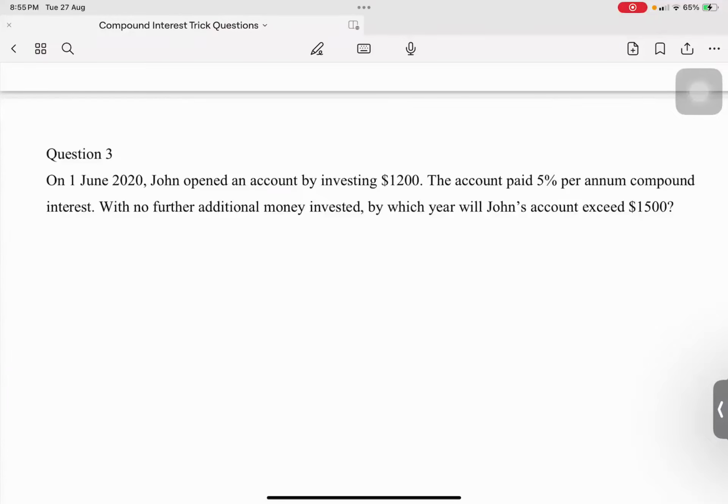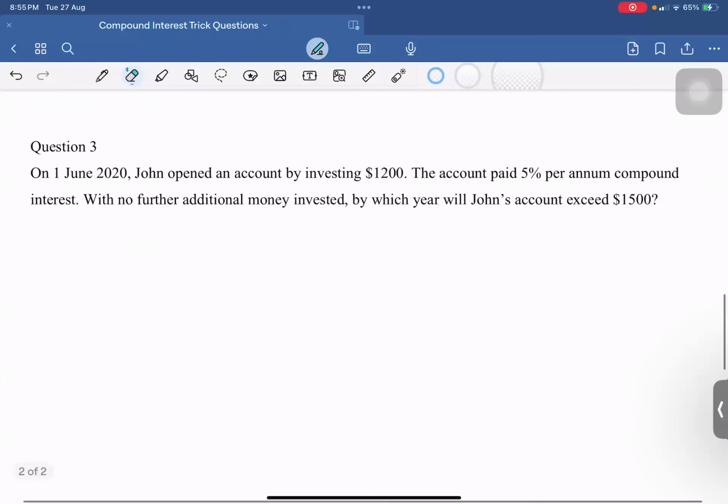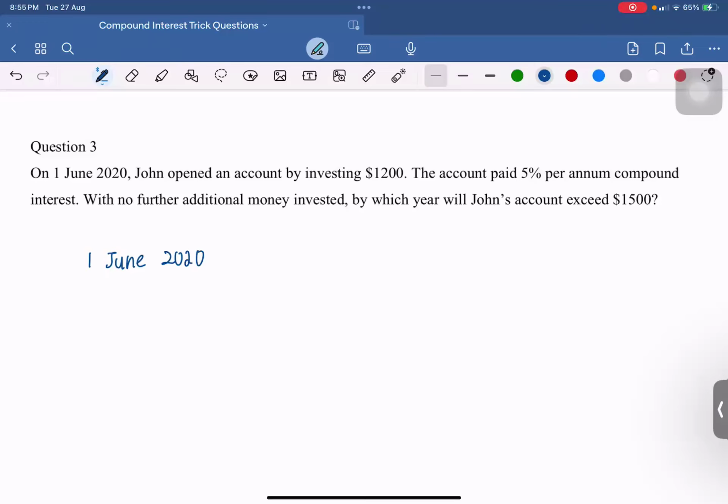This one is similar to the one in our prelim paper where the height bounds, right? Then the other day we did another paper where the amount of money was repeatedly increased. So this means, in 1st June 2020, this person opened an account by investing $1,200. So I start off with 1st June 2020. I have $1,200. The account paid 5% per annum compound interest with no further money added inside the account.